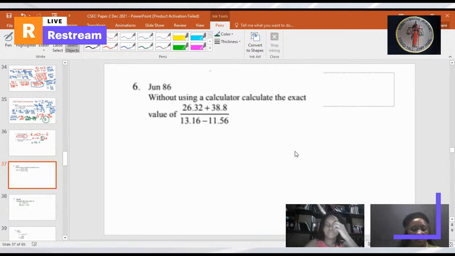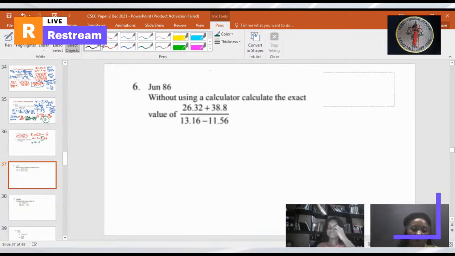John, Missy's not back as yet. Amari. Yes, Miss. So this time again without using a calculator. All right, Amari. So we're going to add the top, subtract the bottom, and then we divide.